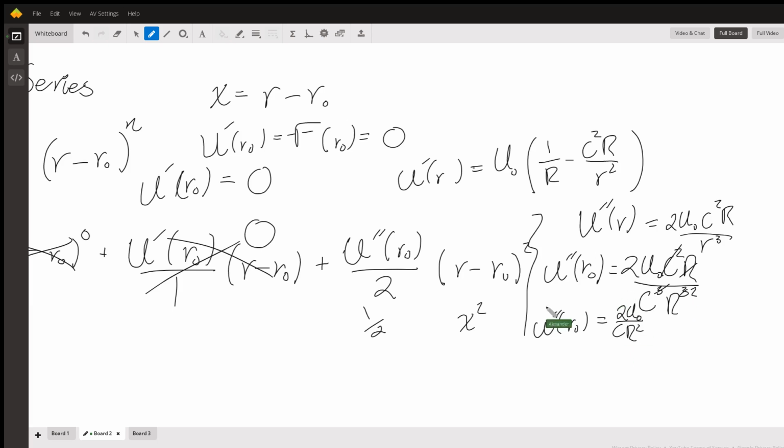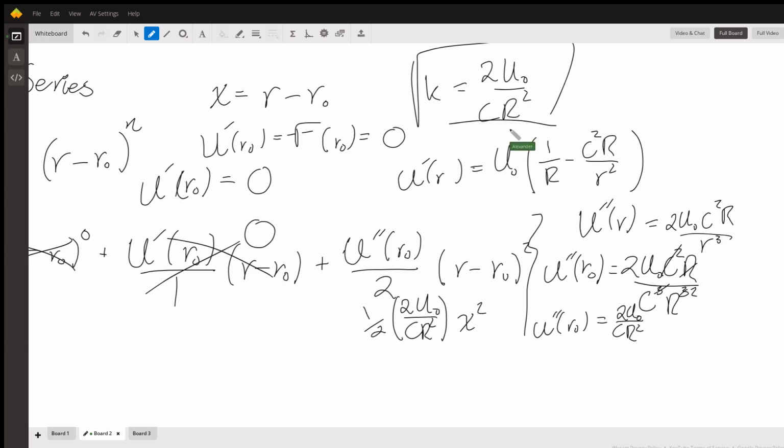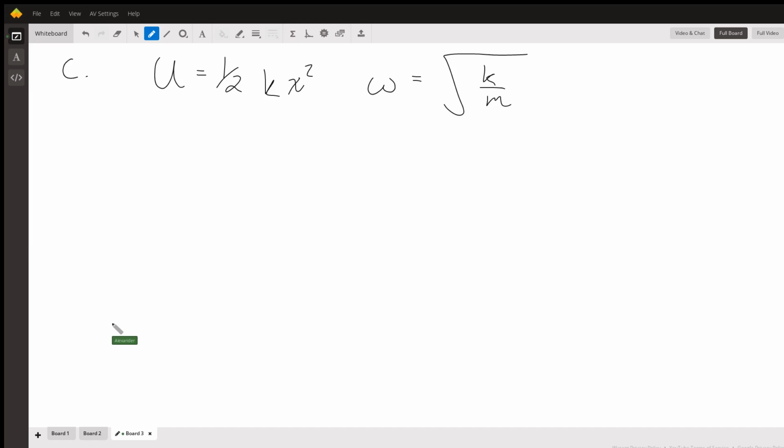And if we now plug this into our expression here, we can write this as 1/2 times the quantity 2 u naught over c r squared times x squared. And so then our k value, our constant, is just going to be equal to this piece. So k equals 2 u naught over c r squared. And that's part B.